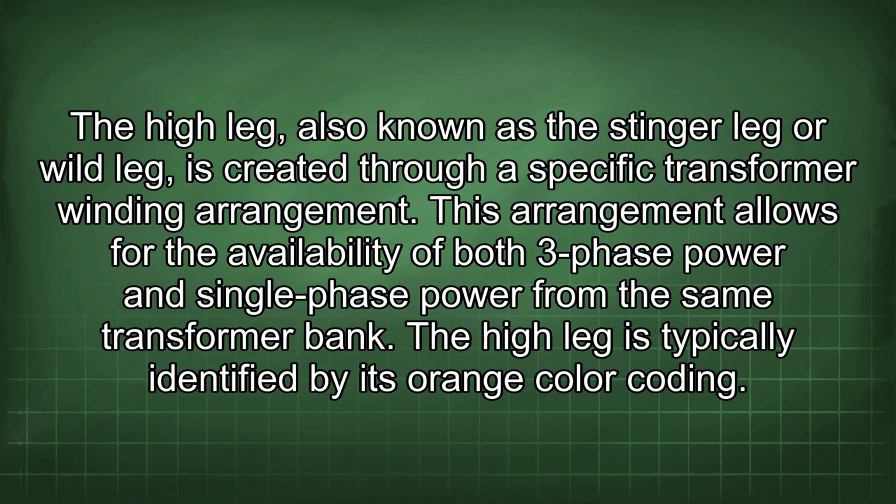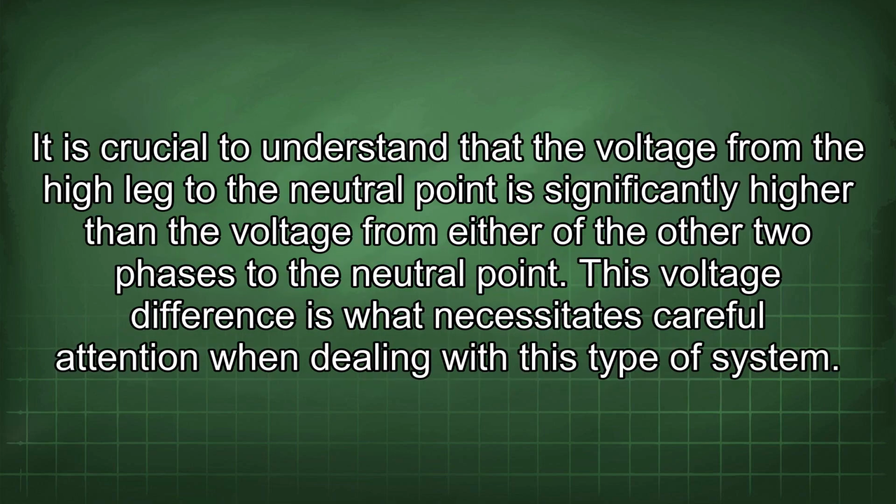This arrangement allows for the availability of both three-phase power and single-phase power from the same transformer bank. The high leg is typically identified by its orange color coding. It is crucial to understand that the voltage from the high leg to the neutral point is significantly higher than the voltage from either of the other two phases to the neutral point. This voltage difference is what necessitates careful attention when dealing with this type of system.